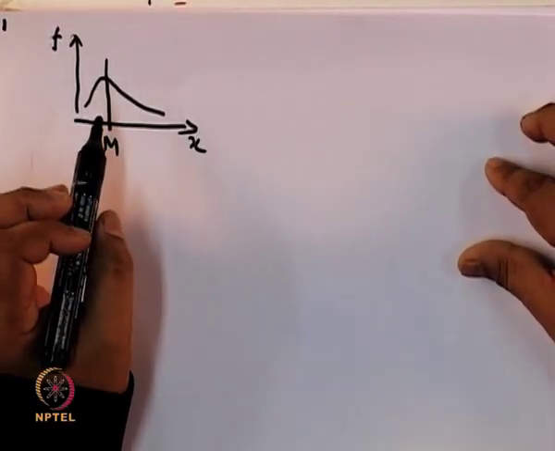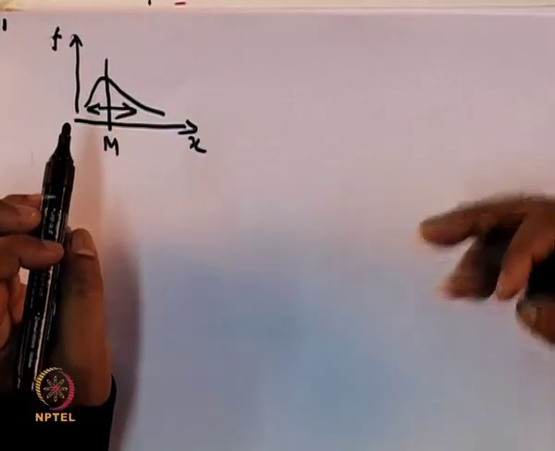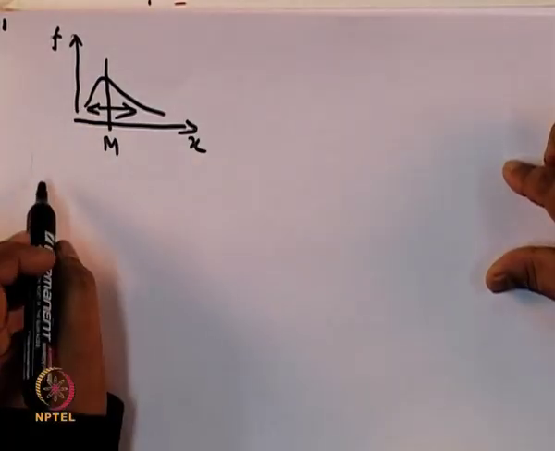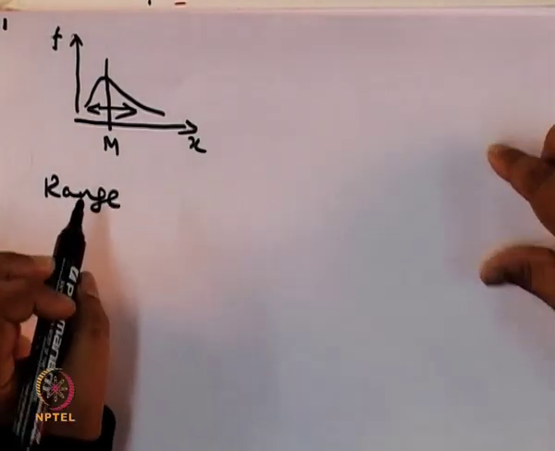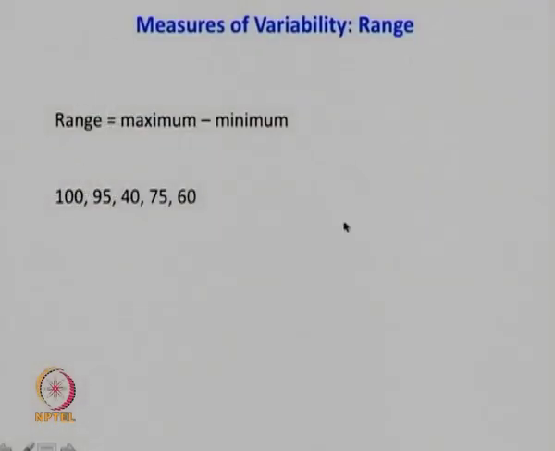There has to be a way of capturing the dispersion in this data, and there are various metrics for computing this. The simplest is the range, which is essentially defined by the maximum and minimum of this data. Okay. So, as you can clearly see in this case, the minimum is 40, the maximum is 100. So, the range is 60.